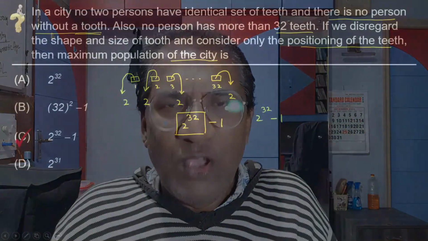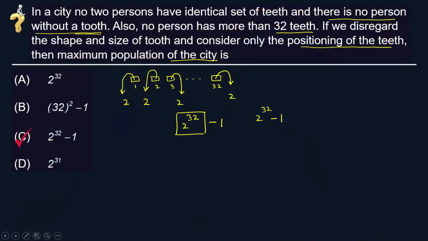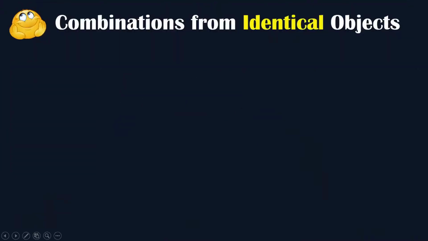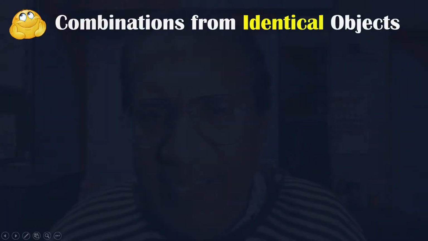Is it clear? Okay, so let's move on for today's class and let us start with a new concept. Combinations from identical objects. It's a very, very interesting topic. You must understand this by heart. You should be a little serious in the coming 10 minutes.